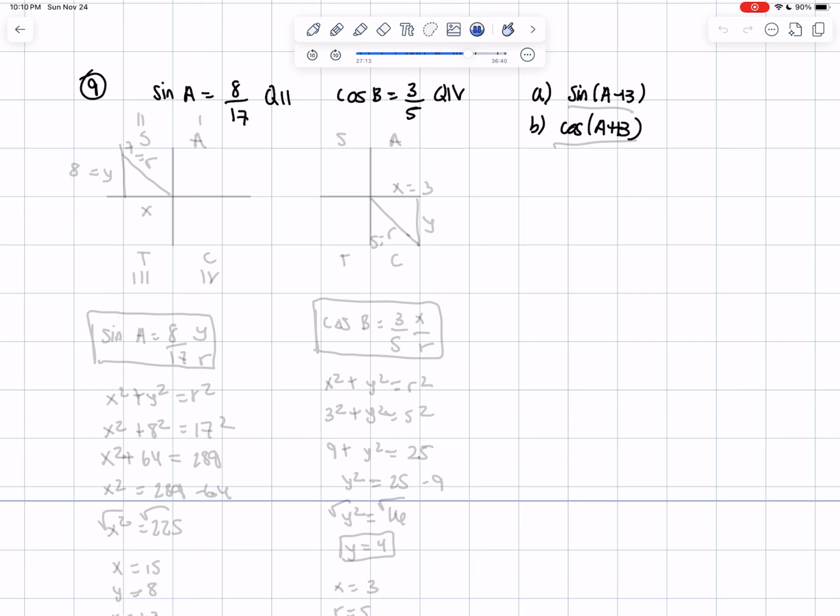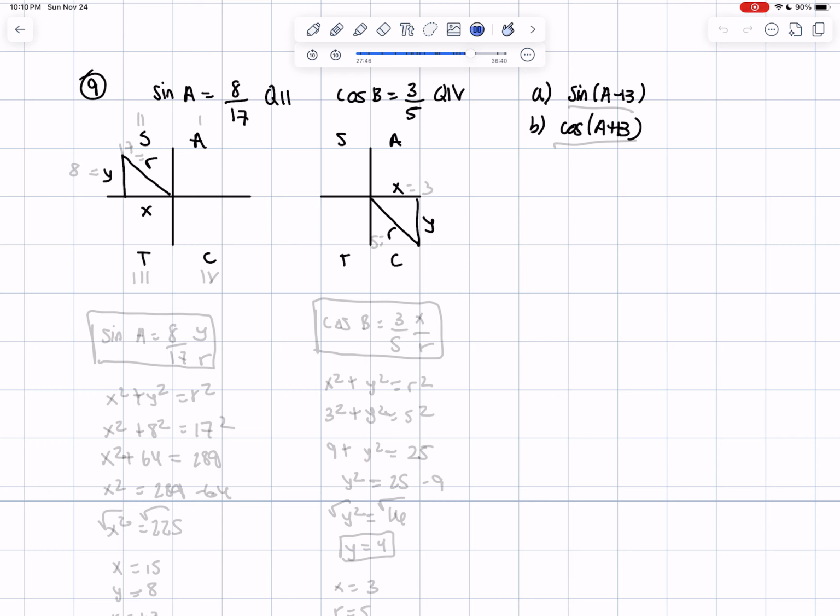So I usually do each side separately. So what I'll do is I'll do quadrant 2. I'll draw it out for myself. So in quadrant 2, it'll be here. So this is my X, Y, and R. And the other one is in quadrant 3, or no, quadrant 4. So that means my triangle will be drawn here. Y, X, R. And then I'll label ASTC.